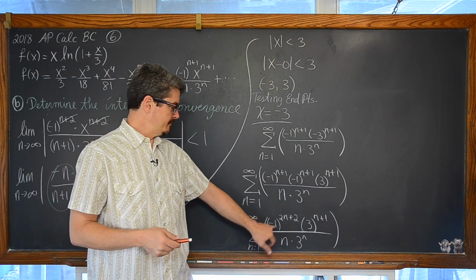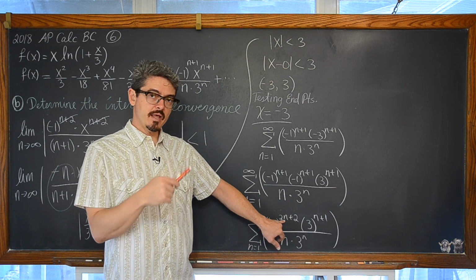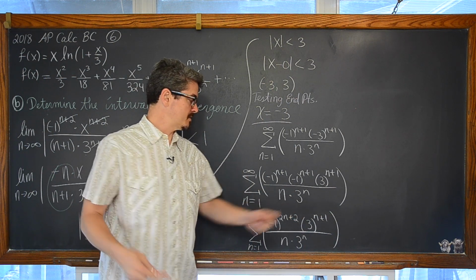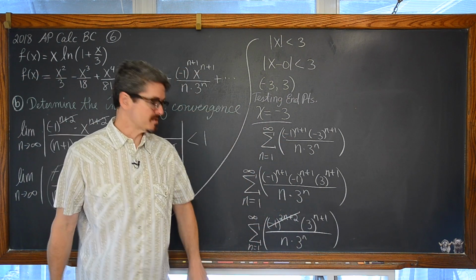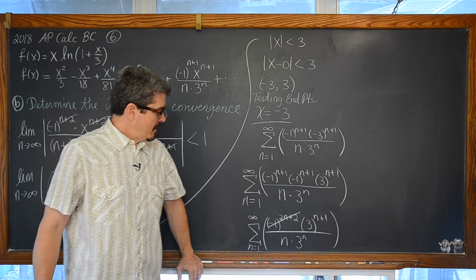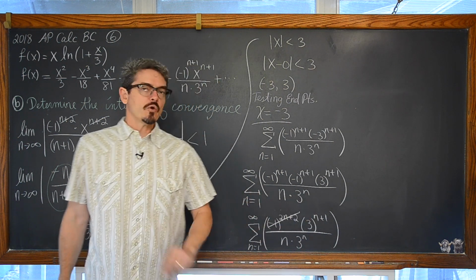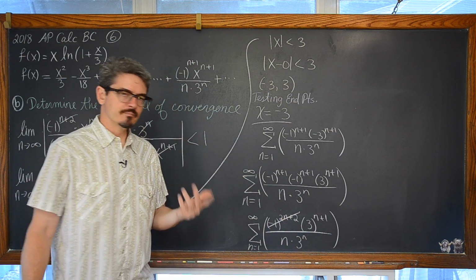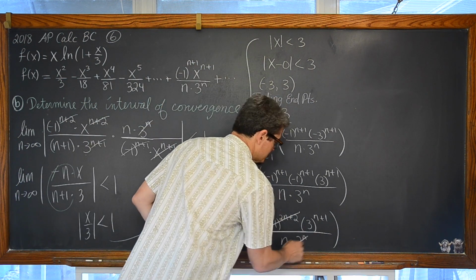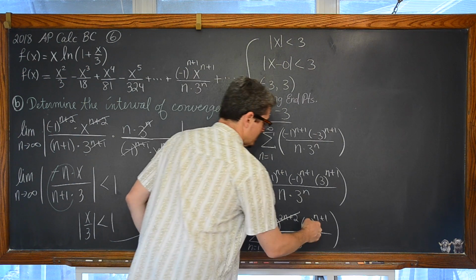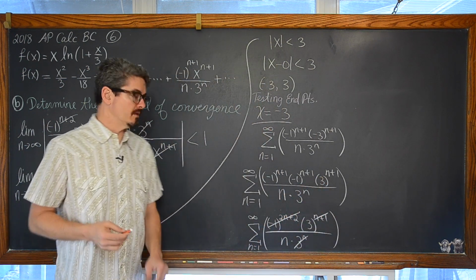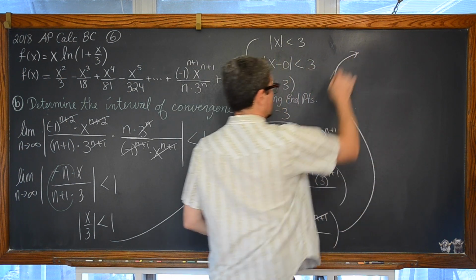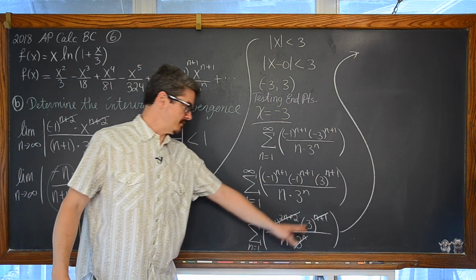This -1, its exponent is 2n. If you take a number and multiply it by 2, it's even. If you add 2, it's still even. And -1 to an even power is positive. So the -1 goes away. We have 3^(n+1) in the numerator, and we have 3^n in the denominator. So the numerator has one more base, or factor of 3, if you will. So the 3^n in the denominator is going to cancel out with all but one of the 3's in the numerator. And now in our series notation, all we have left is 3 over n.